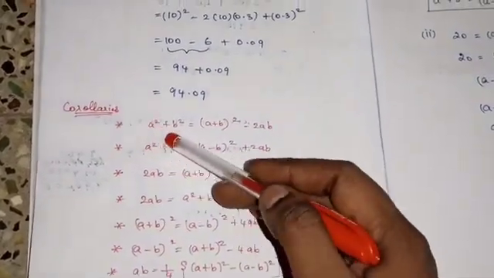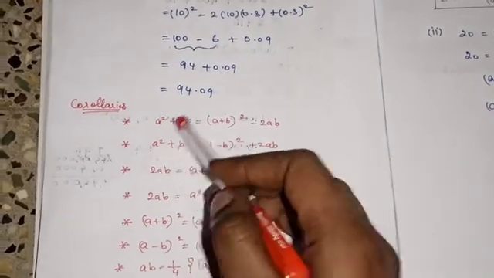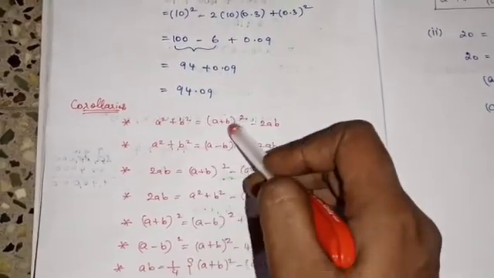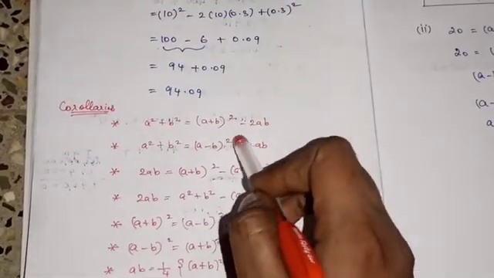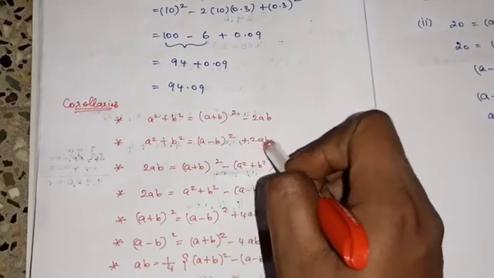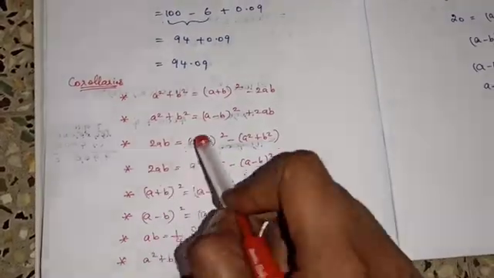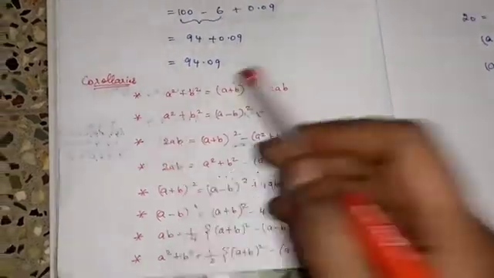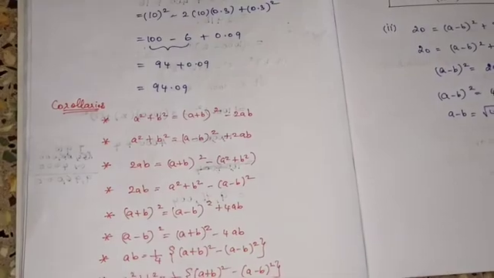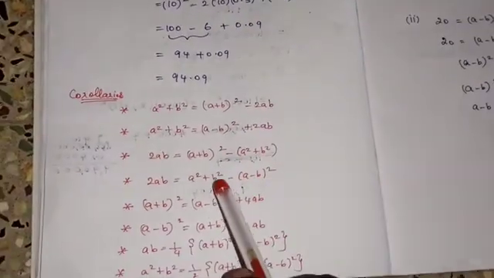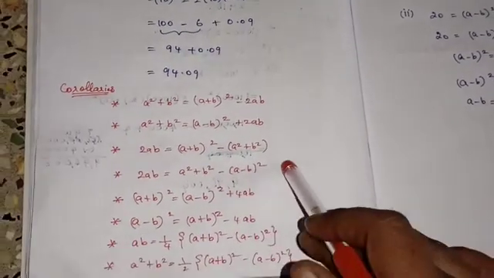So a square plus b square is equal to (a + b) whole square minus 2ab. Similarly, for a square plus b square, it will be given by (a - b) whole square, this minus turned to plus 2ab. The same for the 2ab formula: one is addition and one is subtraction. So 2ab is equal to (a + b) whole square minus (a square plus b square). The same, 2ab is equal to (a square plus b square) minus (a - b) whole square.